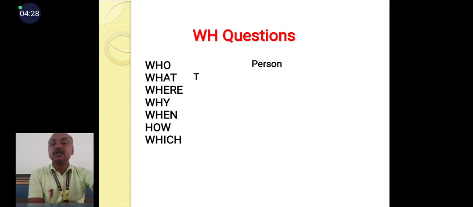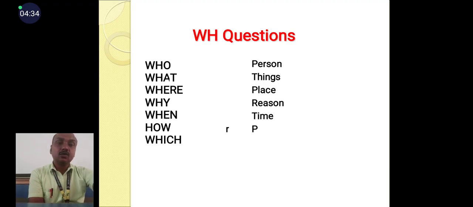Now we are going to discuss how to frame WH questions. There are WH words which are familiar to you already. Who is used for person, what for things, where for place, why for reason, when for time, how for process, and which for choice.